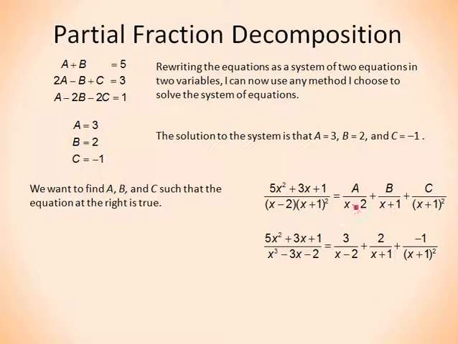And when I plug those back in, 3 for A, 2 for B, and negative 1 for C, I get this partial fraction decomposition of my original rational function.